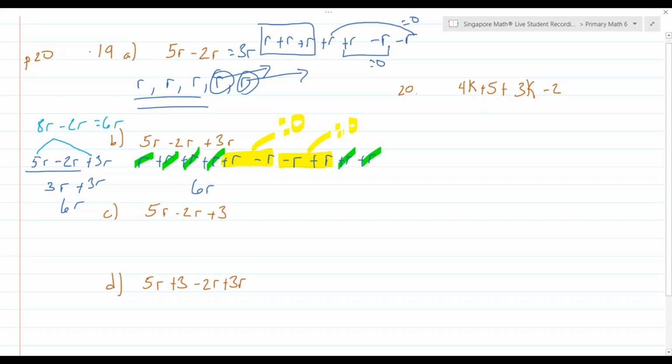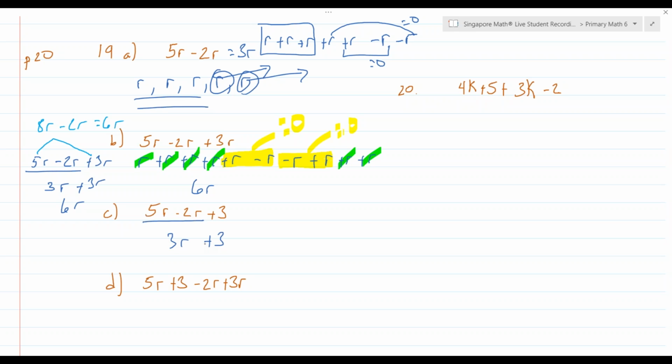Look at the next one. It's a little different. What's different about it? 5r minus 2r, but this time it's just plus 3. Remember when we had 3 random marbles outside of the bag? Okay, and so 5r minus 2r, I can put those together. That's 3r. But when I have 3r plus 3, I have 3 r's and I have 3 more individual things, but I can't combine those anymore.